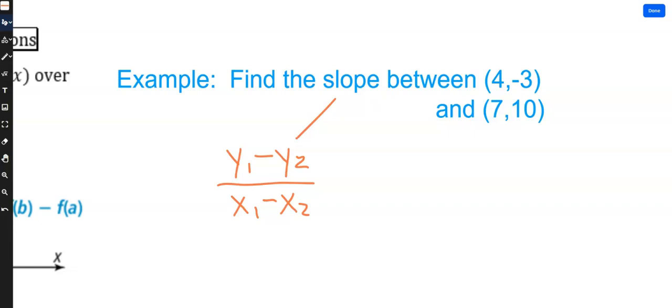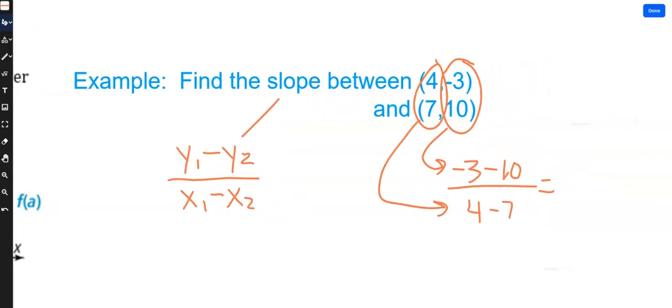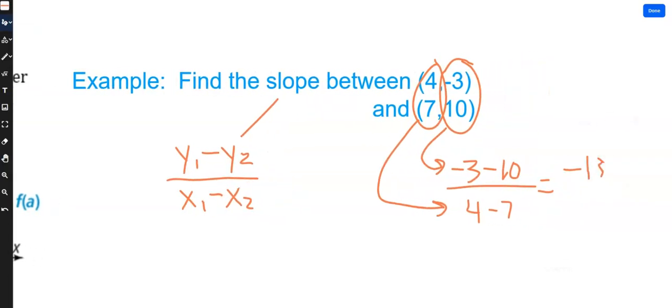Now, this is one of the reasons why I love to write my coordinates vertically. I put one coordinate on top of the other coordinate, and then I circle the y values. That's the part that goes on top, -3 minus 10. And then the part on the bottom, 4 minus 7. So I have -13 over -3, or 13/3. That's my slope, right? You know how to do that.